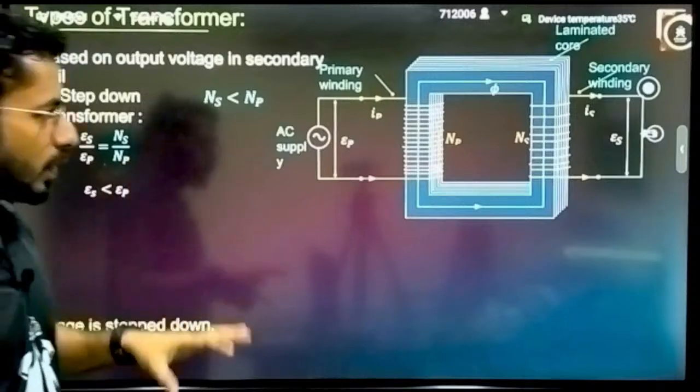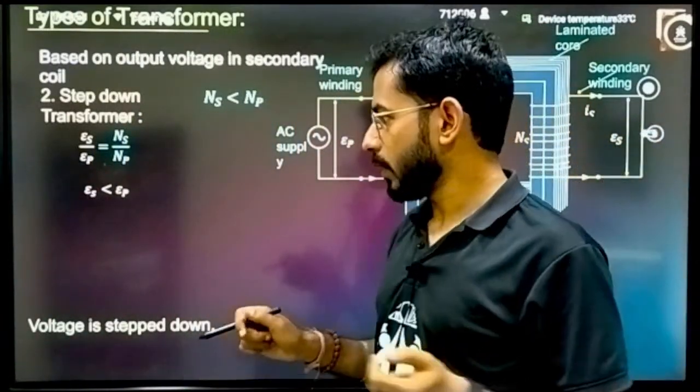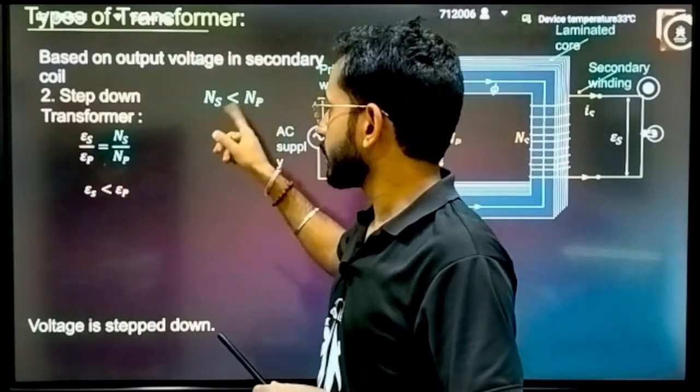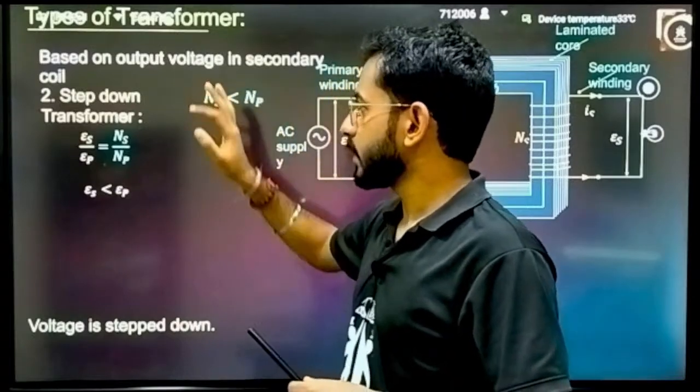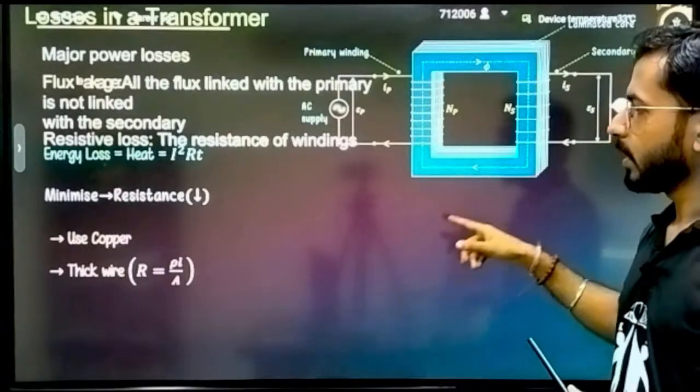That means this time you want the secondary circuit output to be lower and the input to be coming in higher. That means input is greater than output. That means the number of turns in the primary circuit is greater than the number of turns in the secondary circuit, because it is directly proportional.